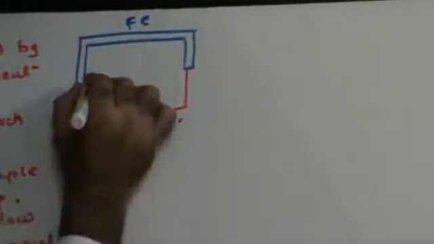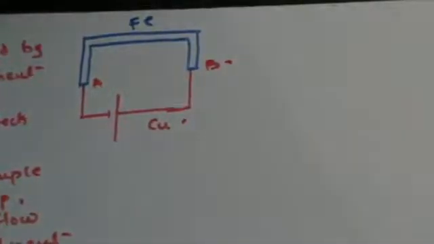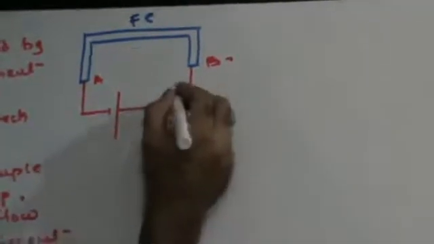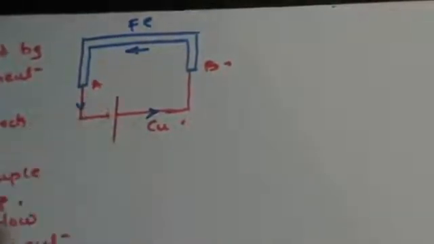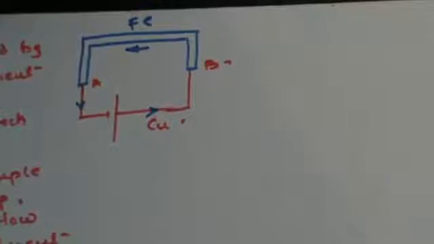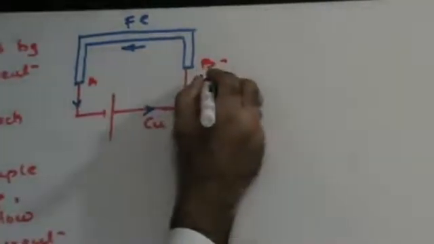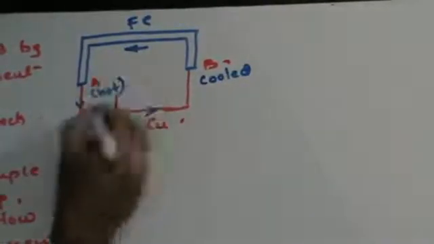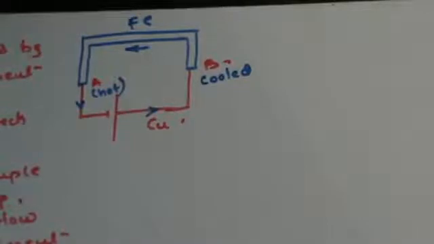No, this is copper wire. Okay, this is junction A, this is junction B, right? Now, since there is a battery source connected in the circuit, current would flow through the circuit. So let's assume that this is the direction in which current is going to flow. The conventional current will flow from the positive terminal to the negative terminal. What we observe is that junction B is cooled, whereas junction A becomes hot, right?